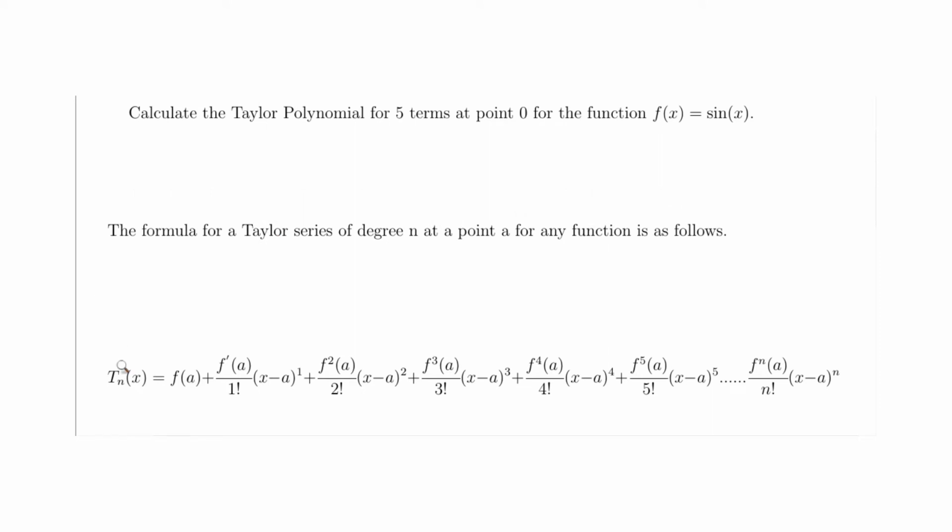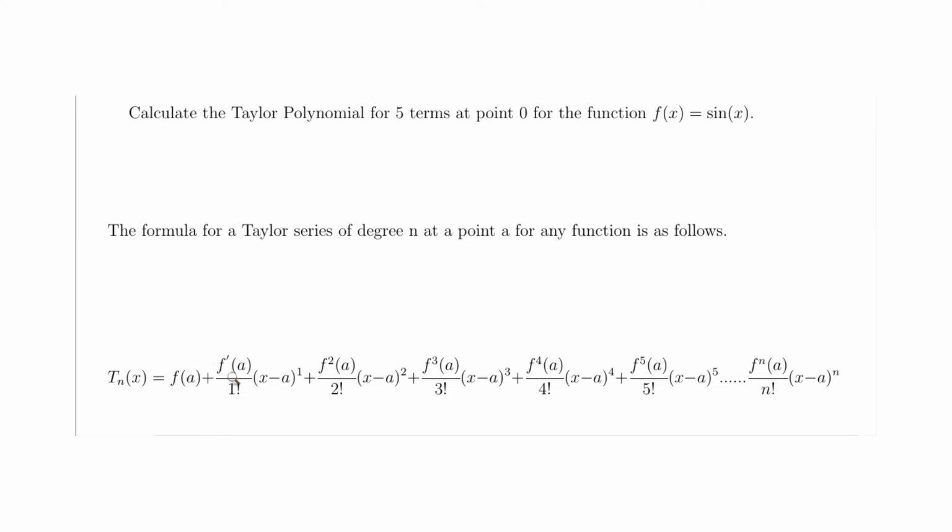This here is our Taylor polynomial general formula. You can see there's a lot of n's and x's and a's. All you've got to do is plug in. a in this case is 0, so all these a's become zeros. The n becomes a 5 because it's the 5th term. And f of a is just the value of our function at 0, so that's the value of sine at 0.